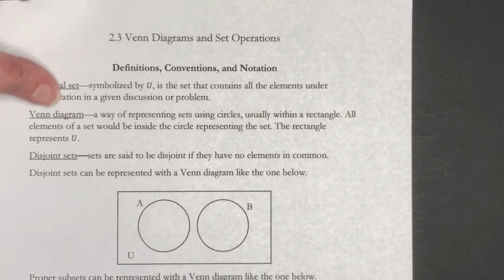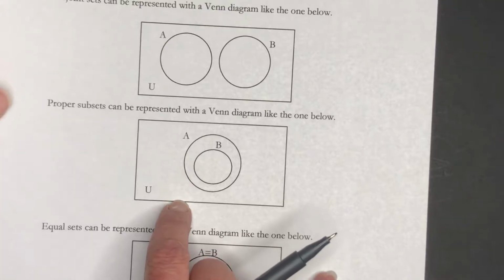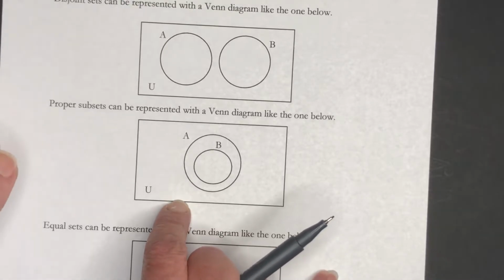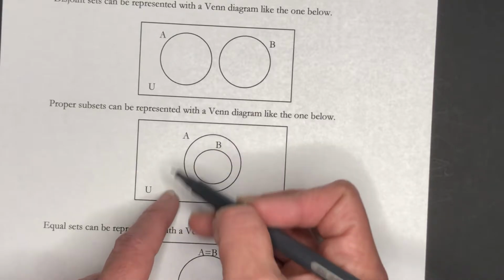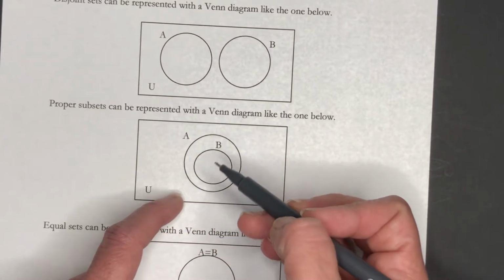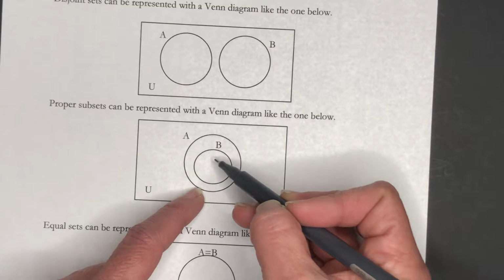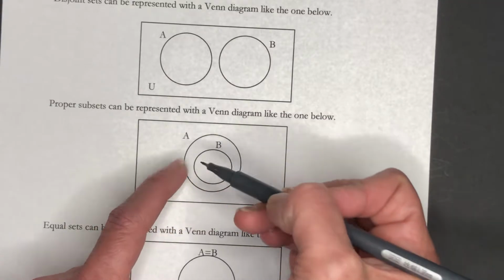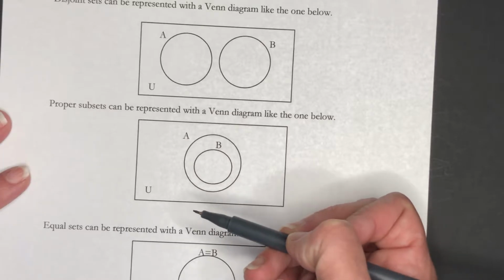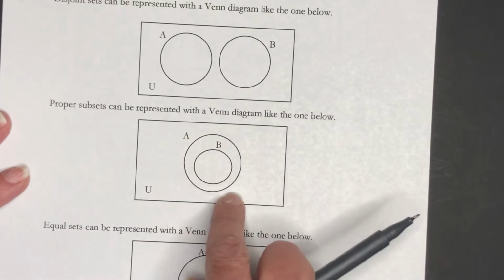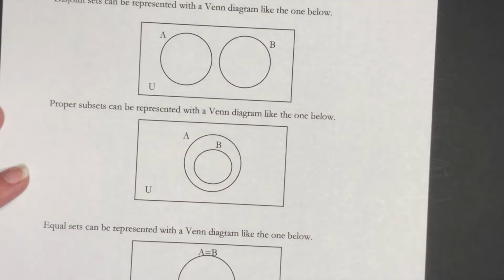Okay? Proper subsets, and this is what I mentioned in the last section, can be represented like this. B is totally inside A, so that everything I could possibly put inside B is also inside A, so it is a subset. And also they're not equal. So because they are not equal, then it is a proper subset.